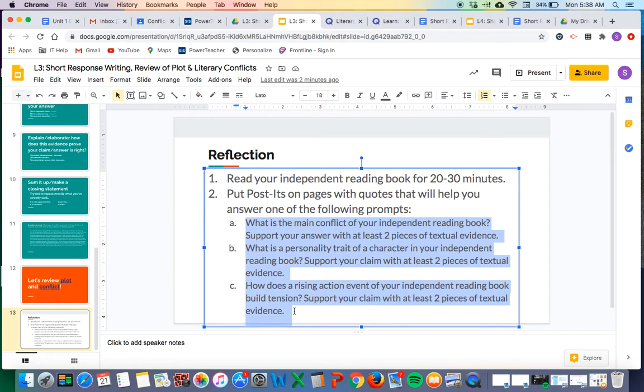So the 3 options of questions are, what is the main conflict of your independent reading book? Support your answer with at least 2 pieces of textual evidence. What is a personality trait of a character in your independent reading book? Support your claim with at least 2 pieces of textual evidence. And finally, how does a rising action event of your independent reading book build tension? This, for me, would probably be our challenge question. Support your claim with at least 2 pieces of textual evidence. And what I mean by tension here is like conflict, right? Or suspense or something like that.